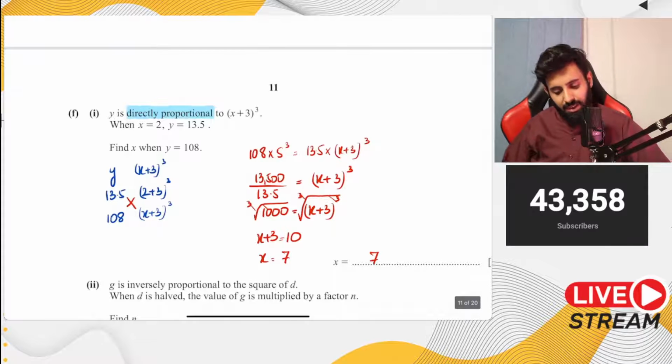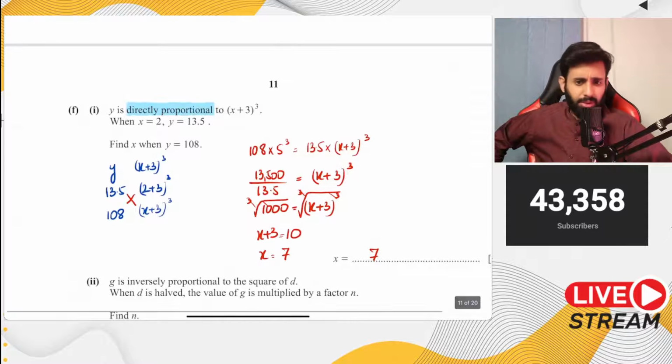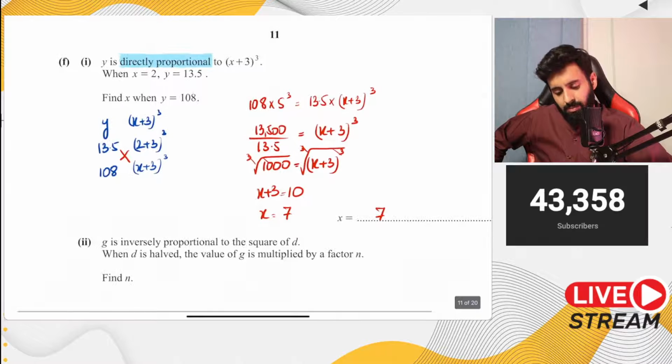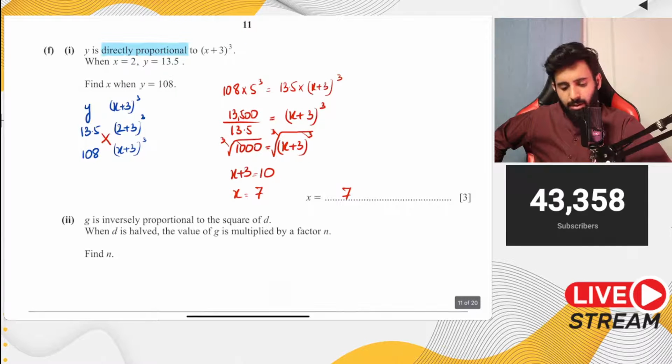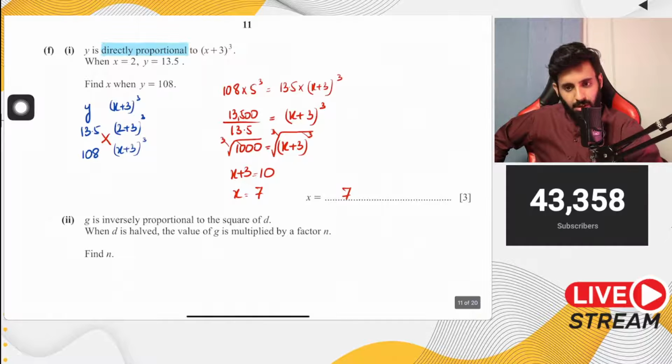Now this basically saved us from finding out the value of k. You could have done it through finding out the value of k as well. That's perfectly all right. But if the question is only asking you to find the value of x or the value of y without finding out the formula, then this is the method that I would suggest.